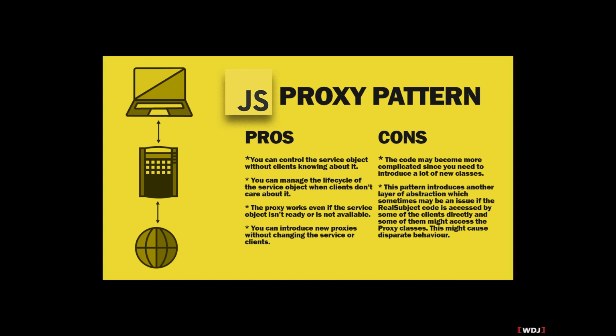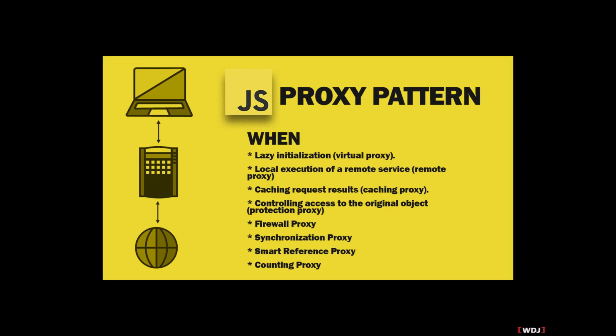All right, now the whens. We have tons of ways to do this. We have dozens of ways, all right? But I'm going to go over the ones that I use most often. The first one is lazy initialization. This is called the virtual proxy. This is when you have a heavyweight service object that wastes system resources by always being up.